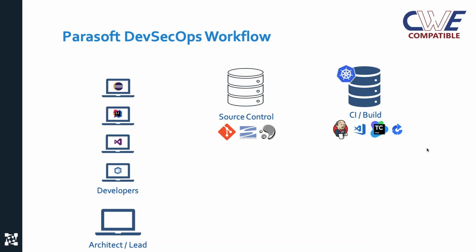So the first thing within our workflow, you can see a few key elements. We have developers, we have an architect or a lead, we have a couple of infrastructure pieces, we have some source control and a CI build process that's powered through something like a Jenkins, for example. So where we're going to start here is by defining the security policy. And this is where we leverage our industry standards such as CERT, CWE, or OWASP. And we use these as the starting point.